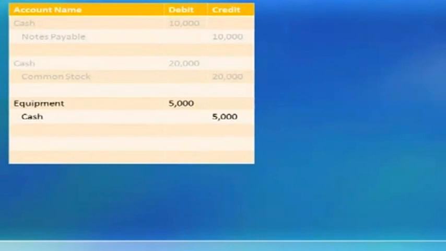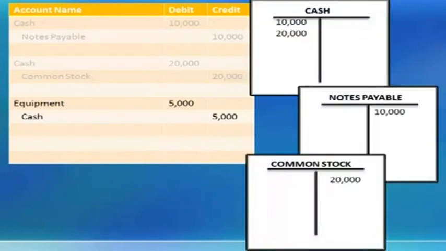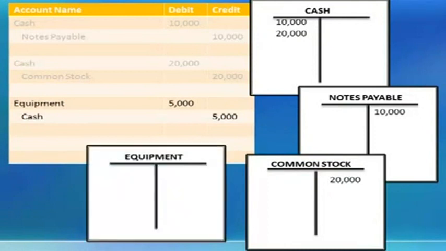Our next transaction is to record equipment for $5,000. We're paying cash for that equipment. We already have our cash, our notes payable, and our common stock account, so we need to add our equipment account. We have a debit to equipment, so the equipment ledger account will be debited for $5,000 and the cash ledger account will be credited for $5,000.